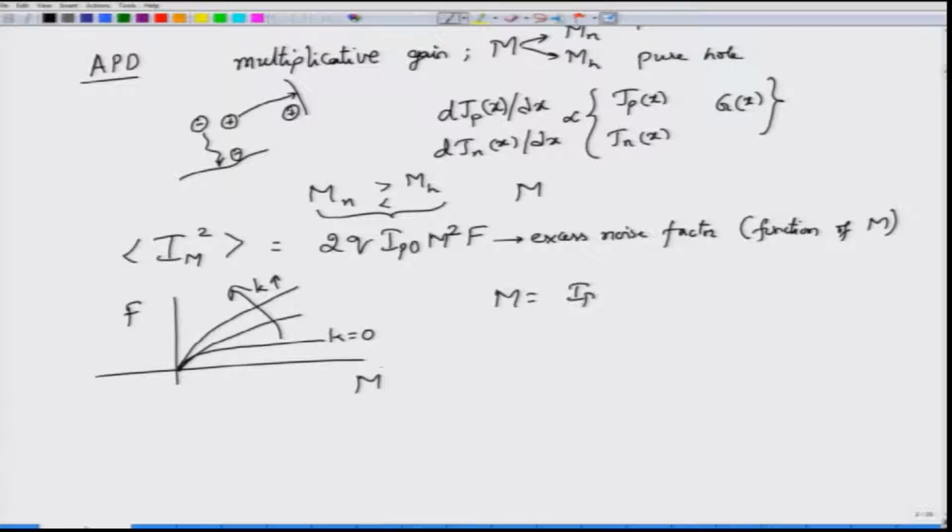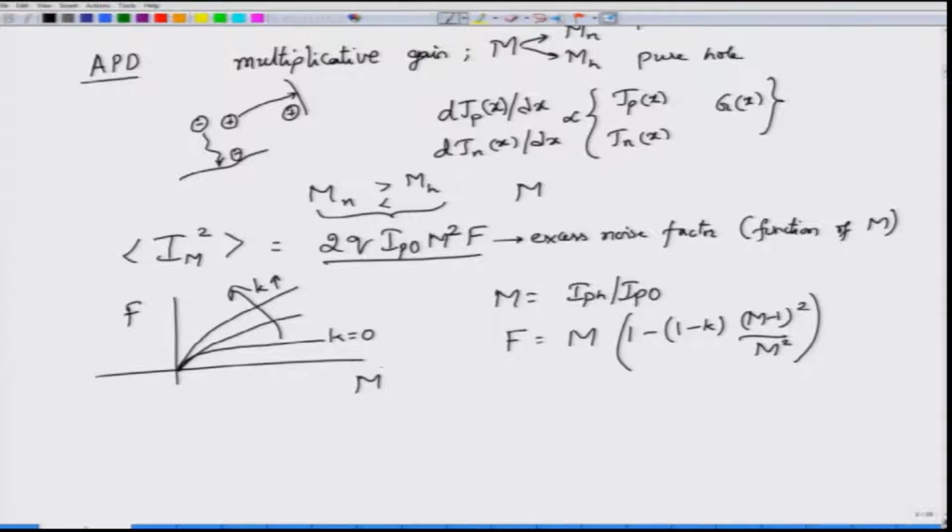The multiplication factor is basically how much photocurrent you are able to generate given the primary photocurrent IP0, whereas the excess noise factor is given by M times 1 minus k. As I said, k is a constant which depends on the ionization parameters, plus (1 minus k) times (M minus 1) whole square divided by M square. So, you can see that this excess noise factor is actually a function of M. Now, this is all about the APD. We will come back to this equation slightly later. For now, we will look at other noise processes that are there in photodiodes.